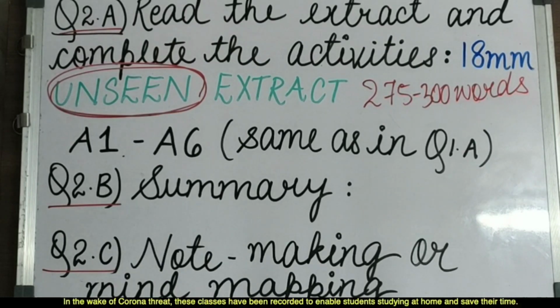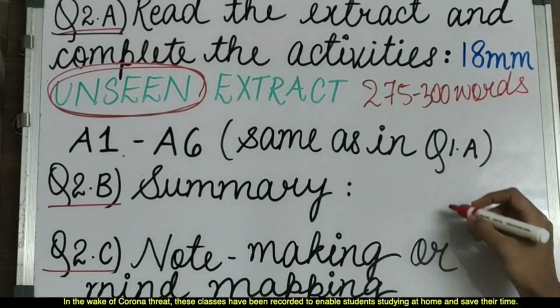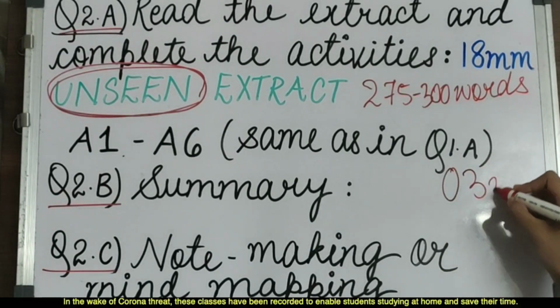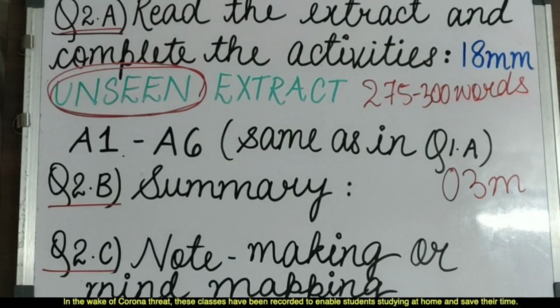Okay, so this from A1 to A6 it carries 12 marks, 2 marks each. Okay, so question number 2b, it is summary writing and this carries 3 marks. Okay, it is a bit tough question. Many of the students find it a bit tough.